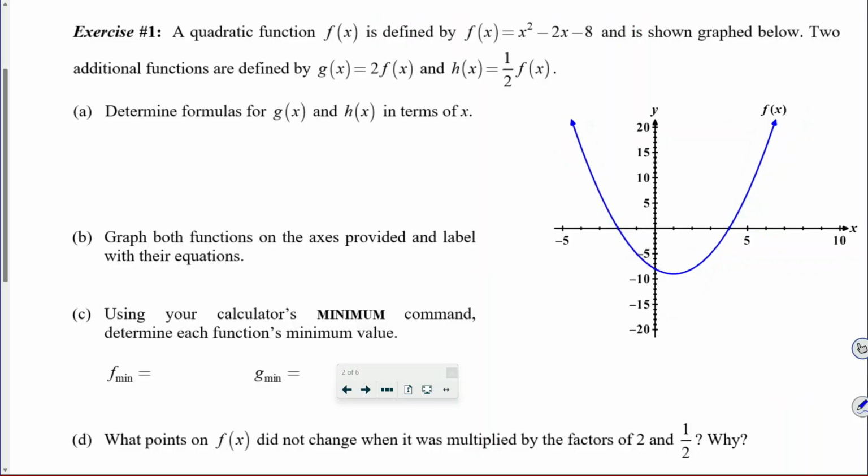A quadratic function f of x is defined by f of x equals x squared minus 2x minus 8 and is shown graphed below. Two additional functions are defined by g of x equals 2 times f of x and h of x equals 1/2 times f of x. Letter A. Determine formulas for g of x and h of x in terms of x.